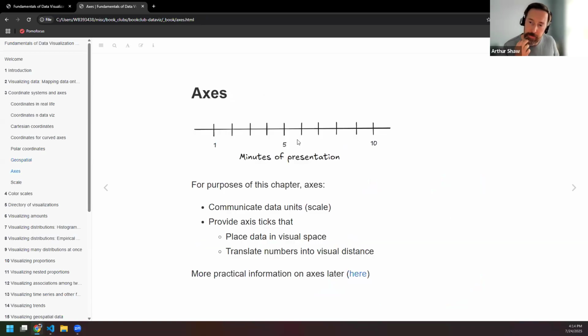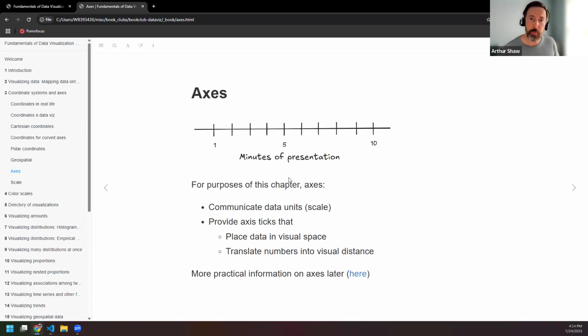There are also axes, and what I thought was interesting about this chapter is it really didn't talk too much about axes, or at least talked about them in, to my mind, a strange way. So for purposes of this chapter, at least this is what I internalize, axes really serve two purposes. They tell us about the data units being represented, and then we have tick marks along the axis that give us a visual indication of how those numbers are arrayed in space.